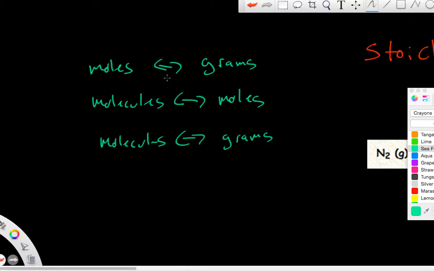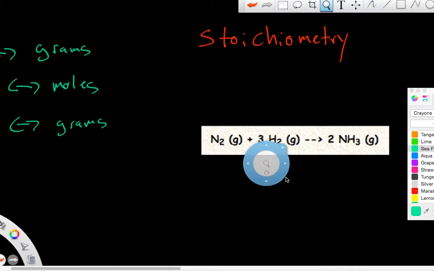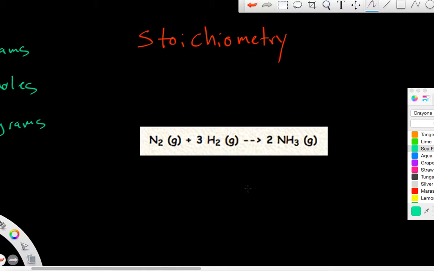If you haven't mastered these three concepts yet, you should go back and review a previous video or come see me for help, because this will be fundamental in your success with stoichiometry. So stoichiometry, besides being a very difficult word to spell, is really looking at chemical reactions, and it's looking at them kind of like recipes.